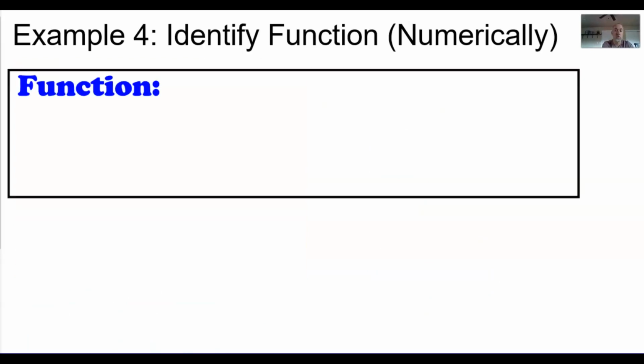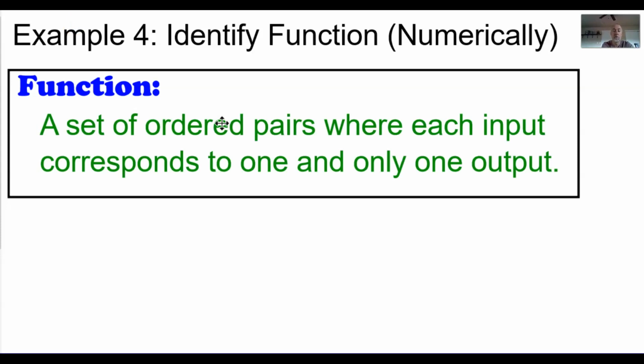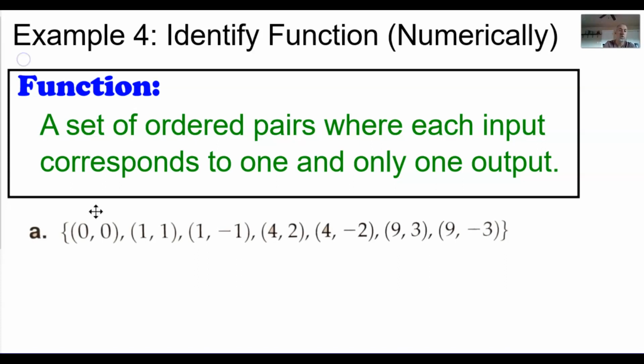Now a special relationship is known as a function. And I know you've looked at functions before, but a quick reminder, a definition of a function is just a set of ordered pairs. That's a relation. But for it to be a function, each input has to correspond to one and only one output. That means there can't be any repeated input values that get a different output value. So let's take a look at an example and I'll show you what I mean.